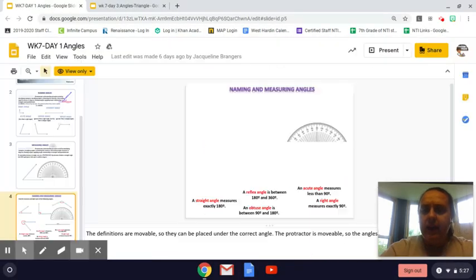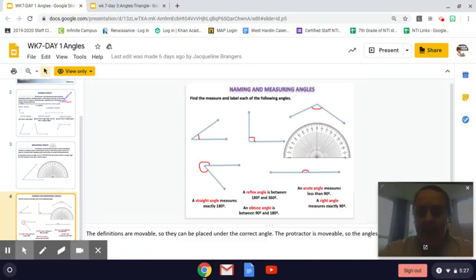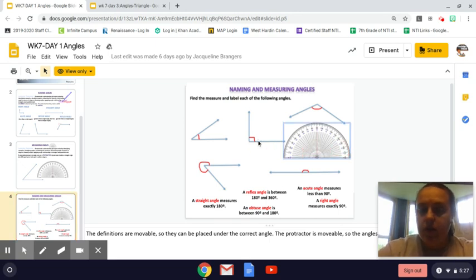Now, here is your assignment for today. It says the definitions are movable, so they can be placed under the correct angle. The protractor is movable, so you can measure the angles. If I wanted to move my protractor, I can move it and measure any one of these 5 angles. Are you necessarily going to have to do that for this? No, probably not. You're probably going to be able to use common sense and move these around where they need to go. That's perfectly fine.